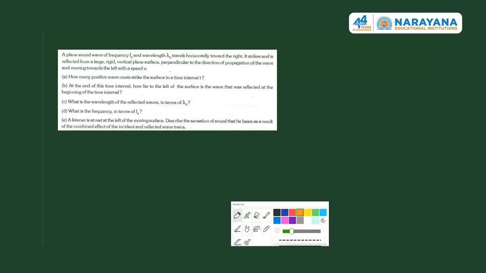It strikes and is reflected from a large, rigid vertical plane surface perpendicular to the direction of propagation of the wave, moving towards the left with a speed of v. So that observer is also moving towards the left with a speed of v. So I have f naught, lambda naught, and this is all given to me.